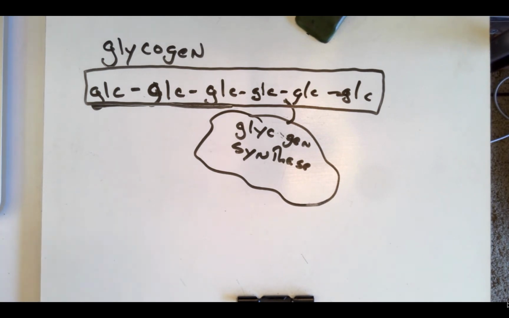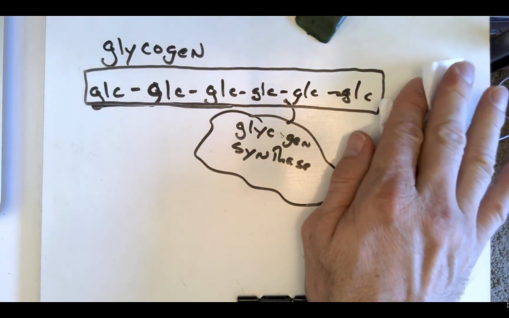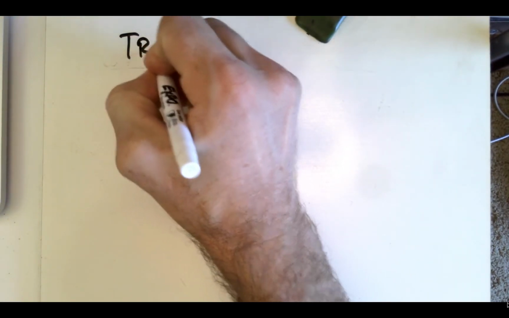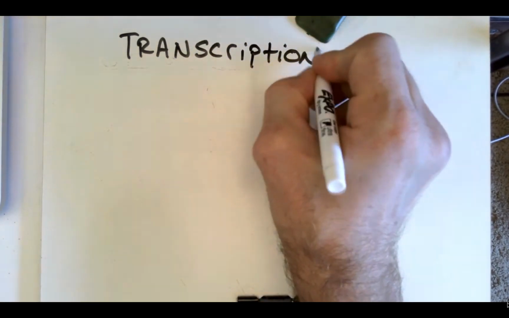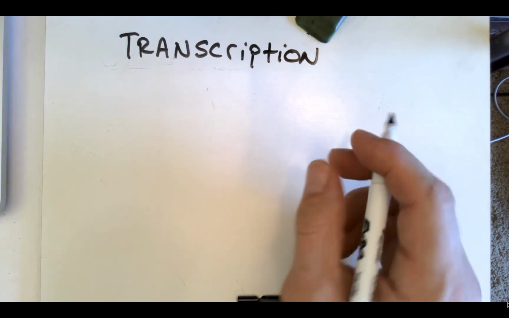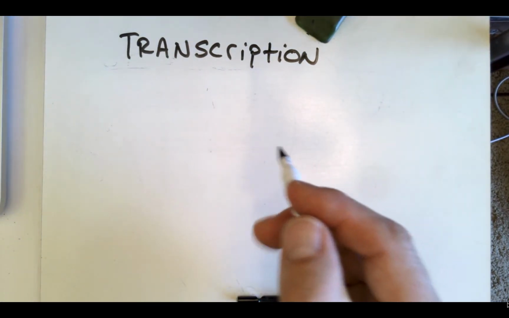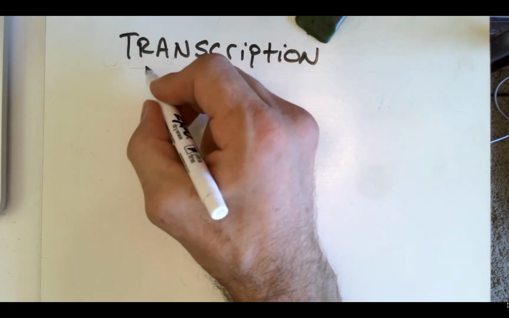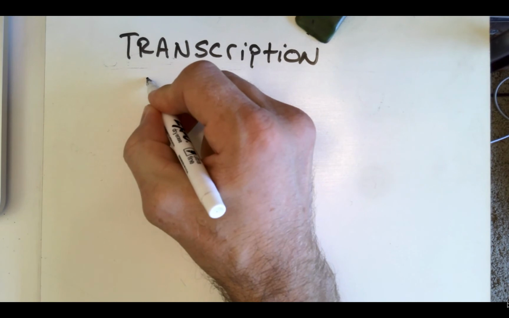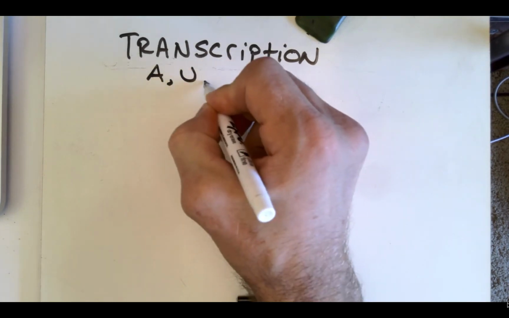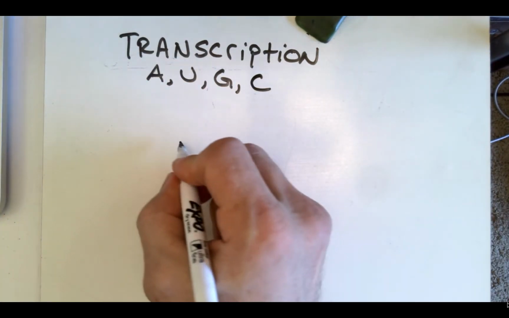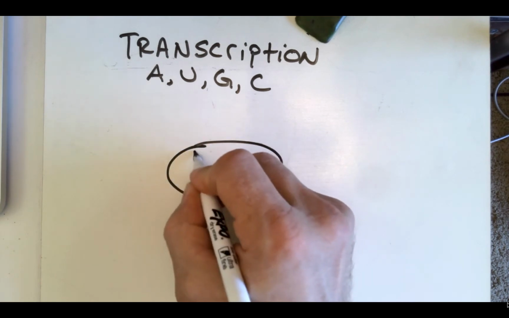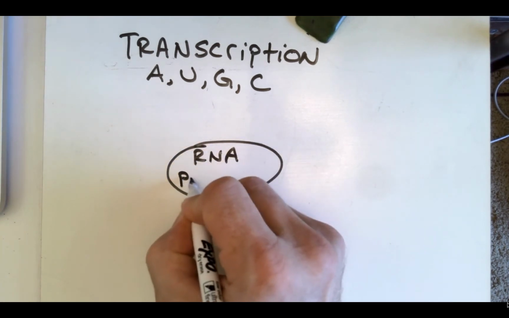Now let's take a look at the production of RNA. So that is transcription. And it's the production of RNA, which is a nucleic acid. And nucleic acids, specifically RNA, are made up of various subunits like A's and U's and G's and C's. And the enzyme that catalyzes that is RNA polymerase.